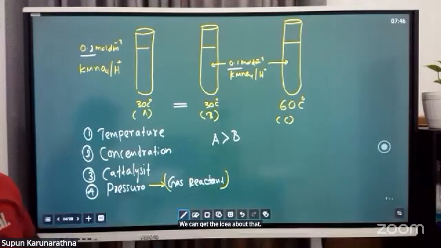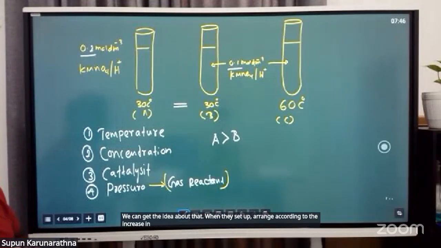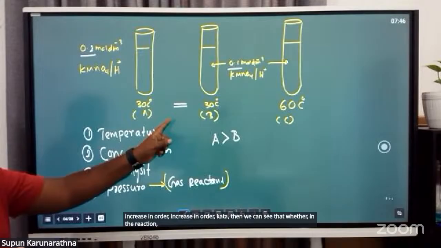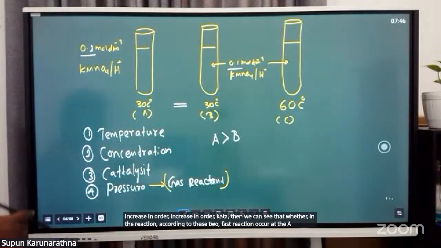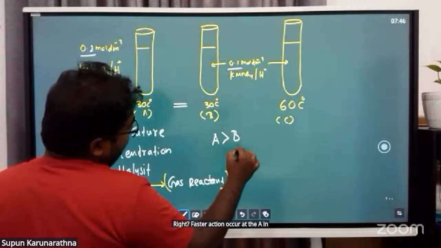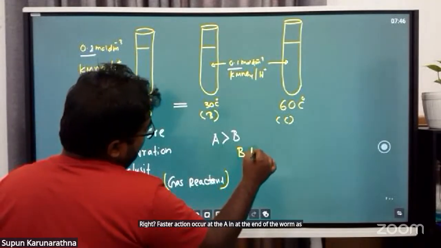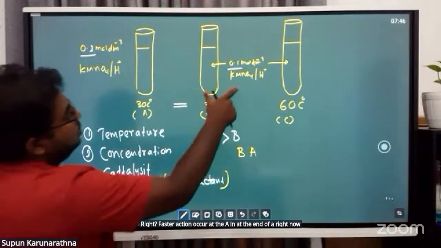අහන්නේ මොකද්ද? When the setups are arranged according to the increasing order, we can see that according to these two, fast reaction occurs at A. Fast reaction occurs at A. එහෙනම් අපිට මේ දෙන්න ලියන්න පුළුවන් as B A. Right? Now we want to compare these two setups.